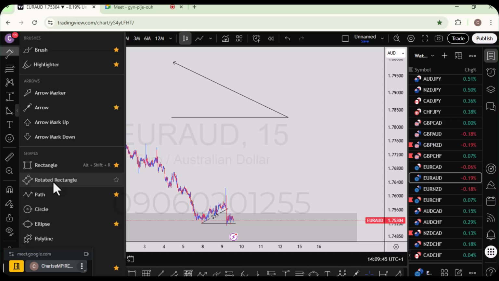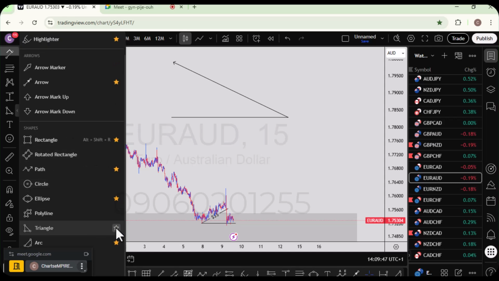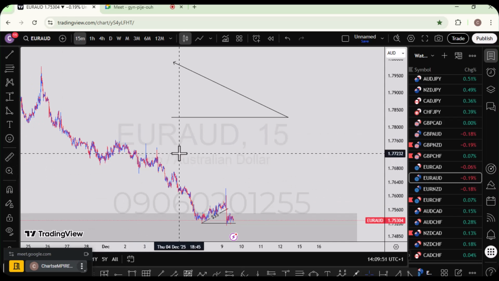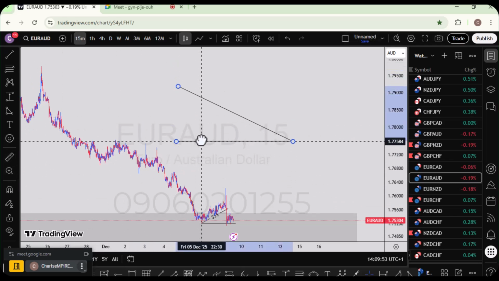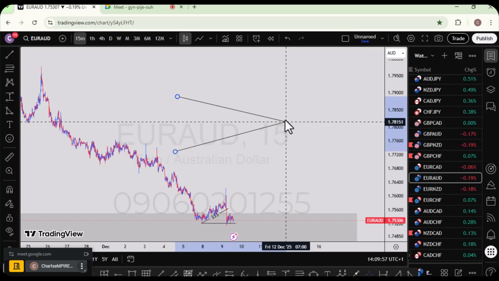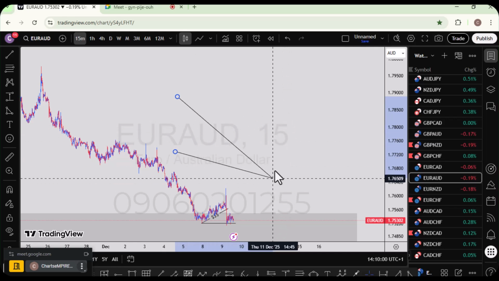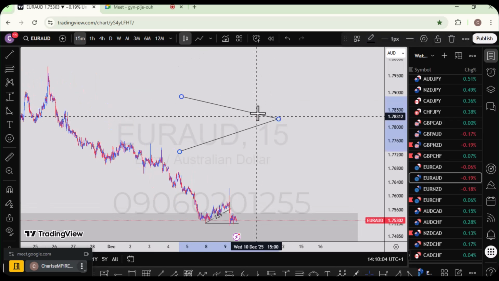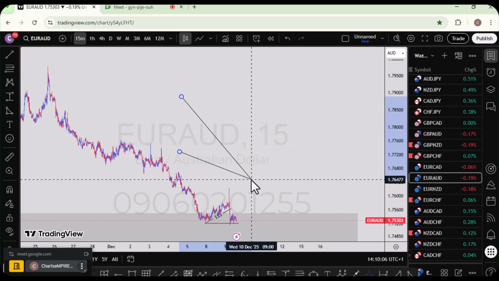All right, there's this particular tool you can use. When you use this tool, well, let's forget about that. Just make sure this line right here is straight. It's not slanting upward or downward. If it slants upward, then that is a symmetrical chart pattern. If it slants downward, then it is now a wedge.